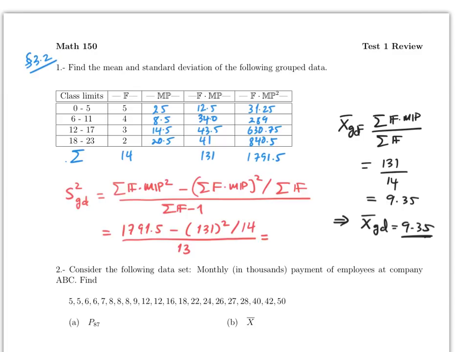Once you do all of those calculations, you will end up with 43.52. Since what you want is the standard deviation, remember that the standard deviation is just the square root of that number. So this is around 6.6. And that's it for question 1.